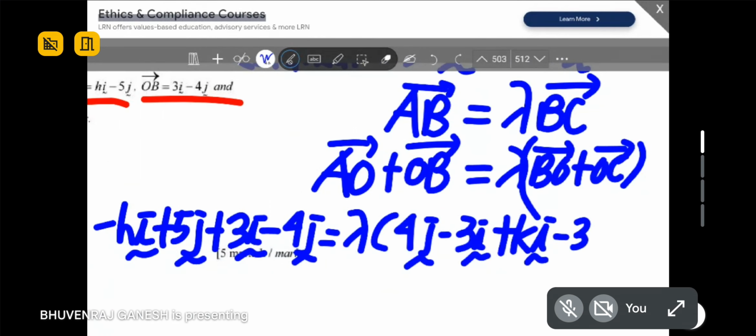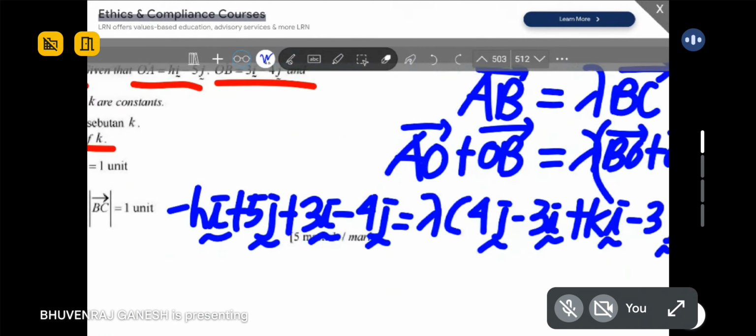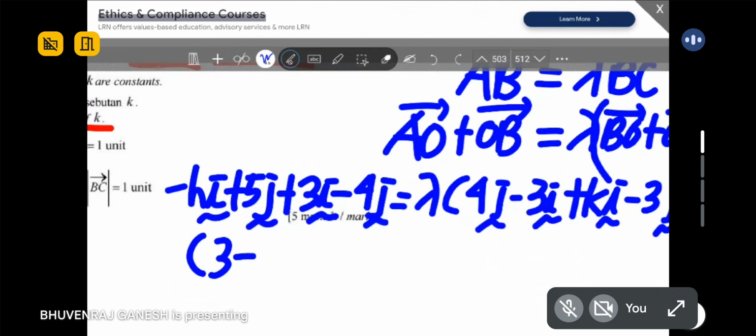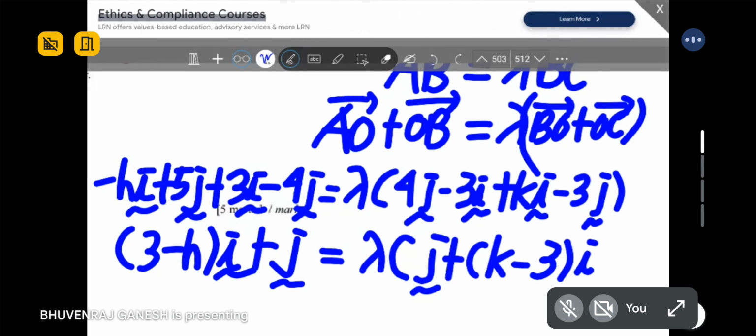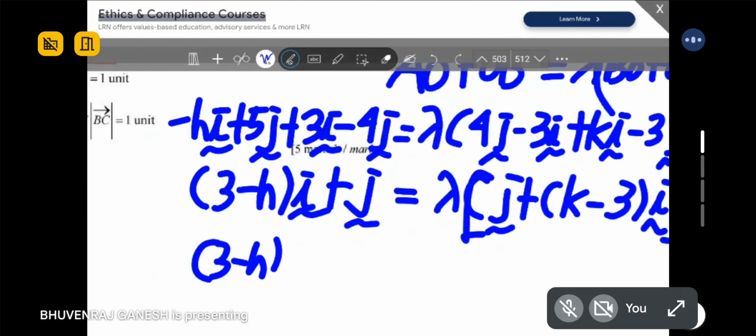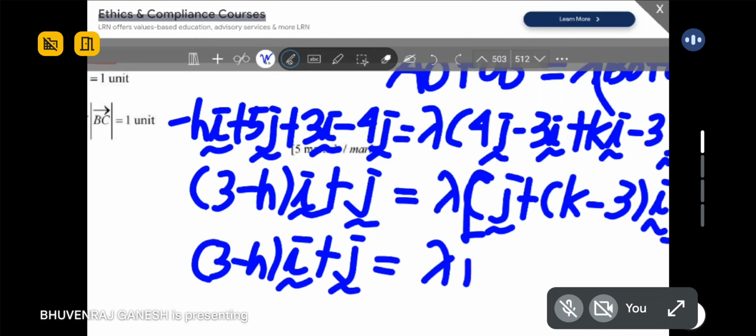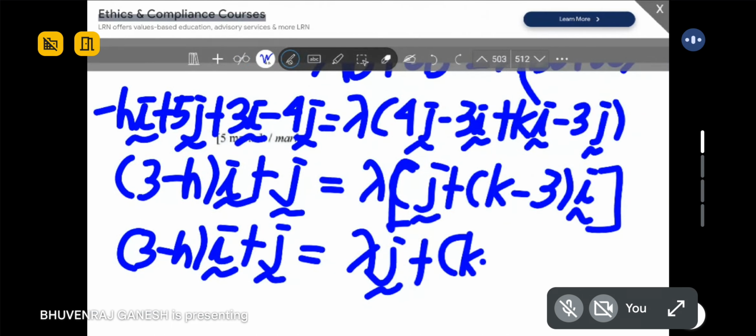You get the concept, guys? Dapat? So you see how I separate the vectors? Kena pisahkan. Okay, and then simplify. So when you simplify, 3 minus H I, saya kumpulkan semua I dalam satu kurungan, semua J satu kurungan. Okay, just gather them together. And then plus J equal to lambda, 4 plus... wait, okay, sorry, it is J only, plus K minus 3I. So this is what you can see, guys, now. Okay, so you can expand the lambda, kembangkan inside. So 3 minus H I plus J is equal to lambda J plus K minus 3 lambda I.